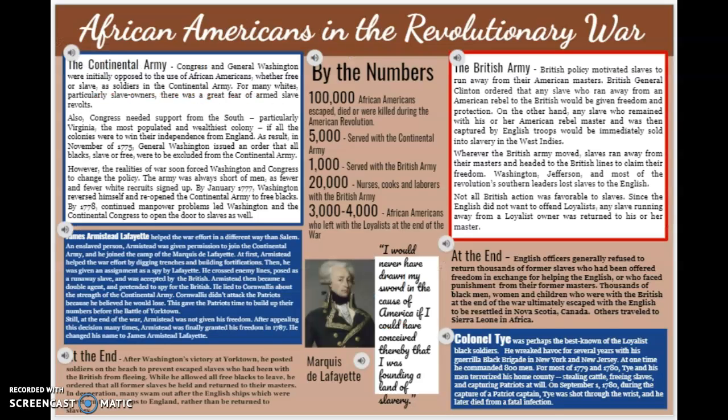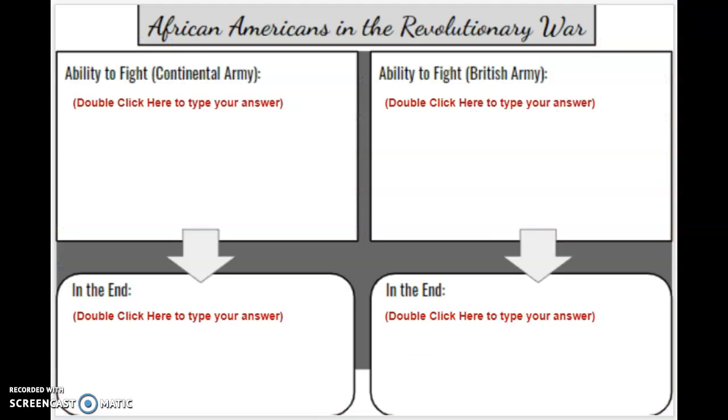Now our next group of people we're talking about are African Americans. You'll notice that there's two sides of the poster here. You have your Continental Army over here on your left side of the poster, and you have the British Army on the right side. Our graphic organizer is set up very similar. You're going to talk about the Continental Army, and you're going to summarize, were they able to fight in the Continental Army? Now that one's a little tricky because the answer to that changes. So you need to explain that in this section. Like, how does that change over time, their ability to fight?